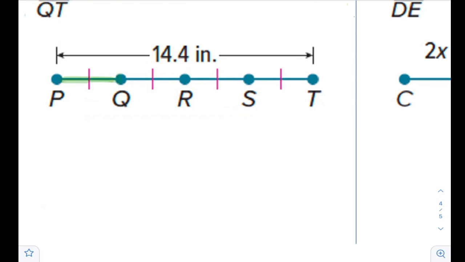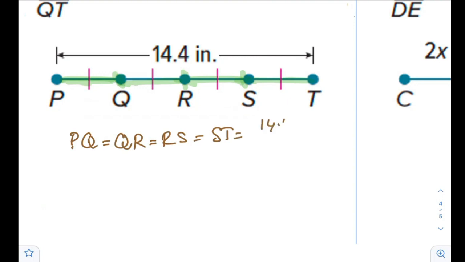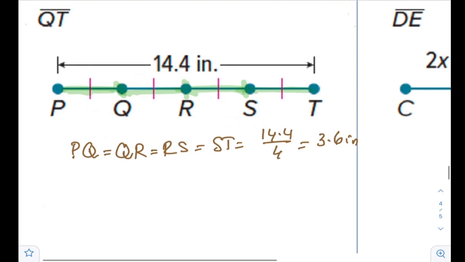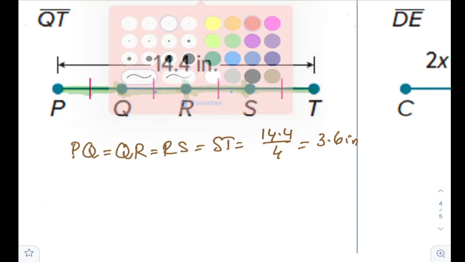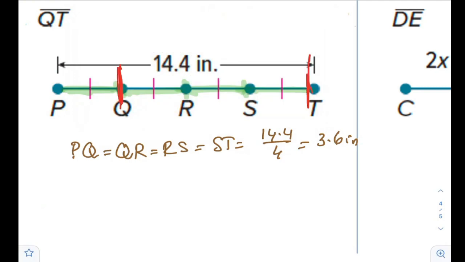This is divided into 1, 2, 3, 4 congruent segments. So each segment, PQ is equal to that, is equal to this, and it's equal to 14.4 divided by 4. So 14.4 divided by 4 is 3.6 inches. This is each segment. Now he is not asking about one of them, he is asking about the segment from Q to T. So what will you do?